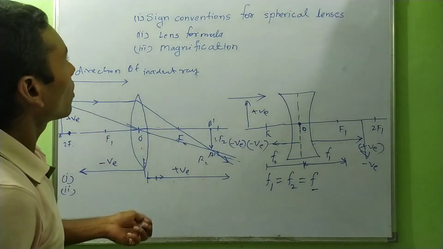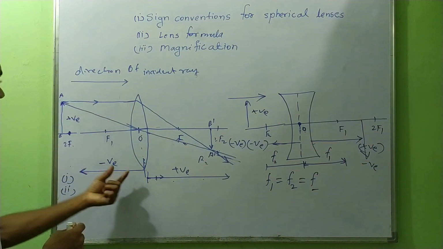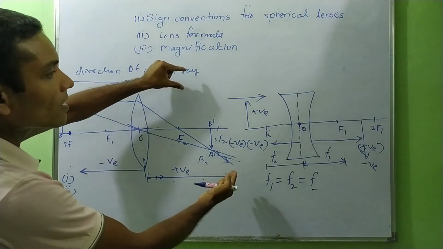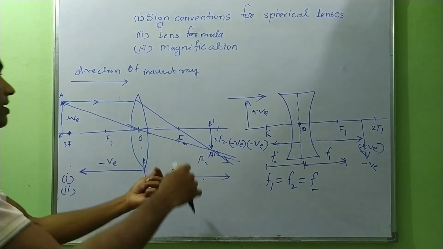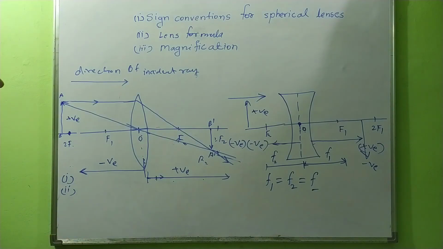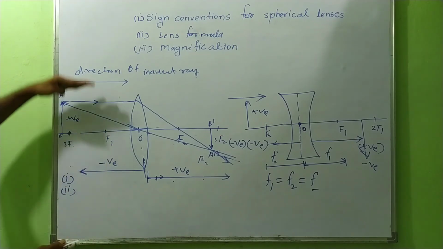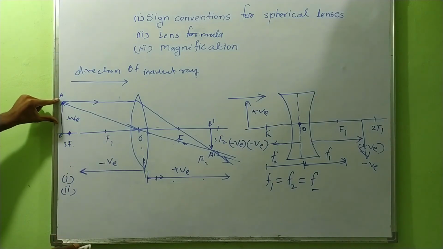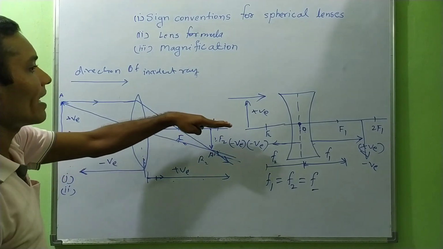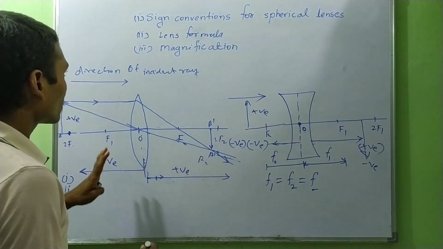First, all the distances are measured from the optical center. If the distances are measured in the same direction as the incident ray, then these distances are taken as positive, and if the distances are measured opposite to the incident ray, then the distances are taken as negative. Third point, height: if the height is measured upward with respect to the principal axis, it is taken as positive, and if the height is measured in the downward direction with respect to the principal axis, in the case of both lenses, then the height will be taken as negative. Okay, three points are there.